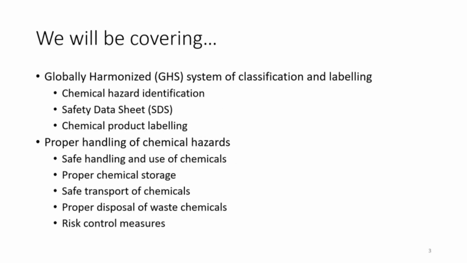So this topic will be broadly divided into two parts. In the first part, we will learn about the Globally Harmonized System of classification and labeling, which includes chemical hazard identification, safety data sheets, and chemical product labeling. In the second part, we are going to look at the proper handling of chemical hazards, including the proper storage, transport, and disposal of the chemicals, as well as the risk control measures.